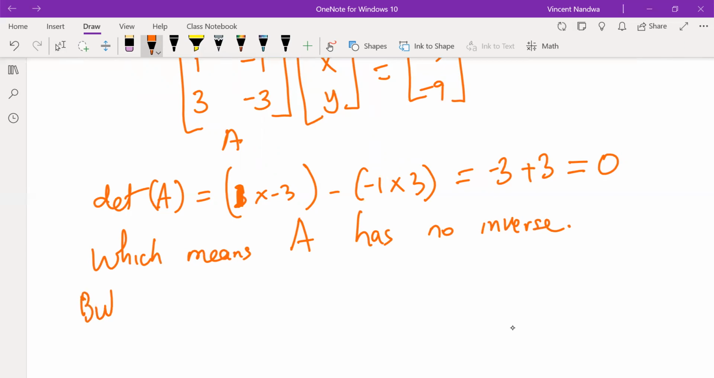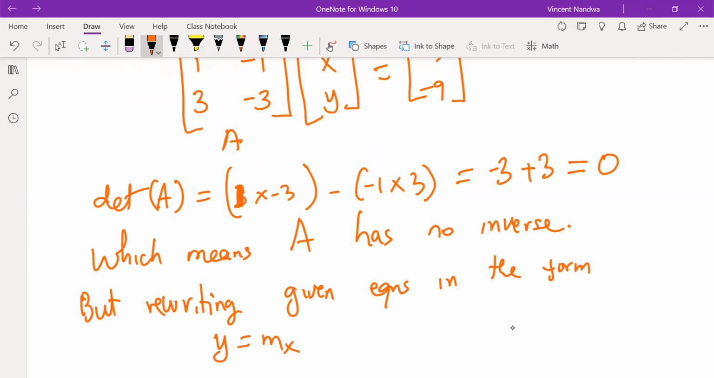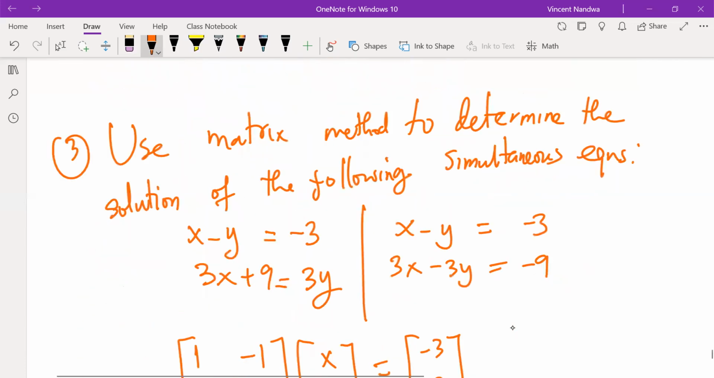But rewriting the given equations in the form y equals mx plus c, we have, now you see the first equation will be take y to the other side, so it will be y equals x minus 3 plus 3, because now take this to the left-hand side and take this to the right-hand side. This other one will be actually divided through by 3. We have y equals x plus 3.